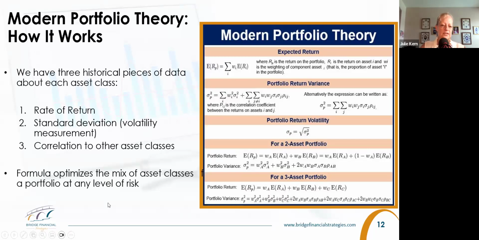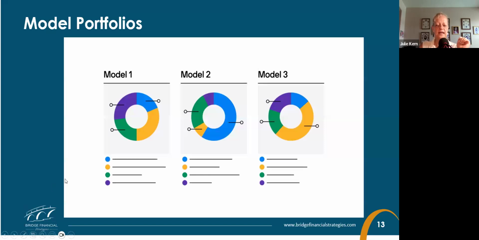And so the formula just optimizes the mix of assets in the asset classes for any given level of risk. So we start with your risk, and then we figure out what's the optimal portfolio that's going to give us the highest return at that level of risk. Okay, and then that enables us to create models. And so we have different models for different levels of risk, and each model is assigned a risk score.